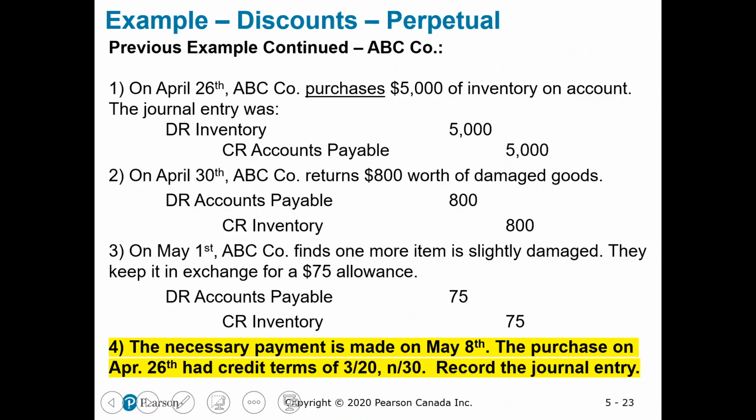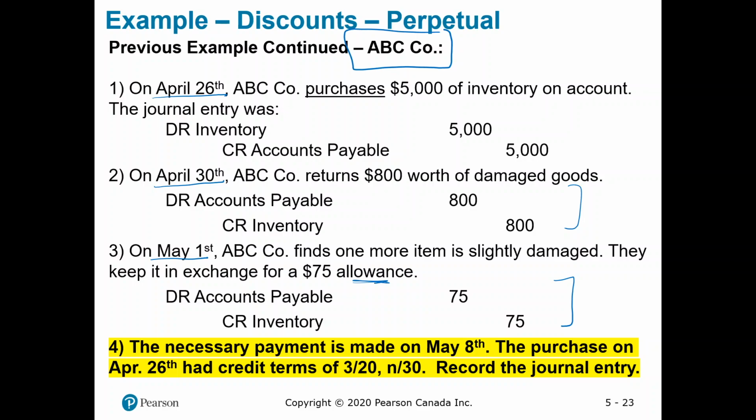Okay, so now let's continue with another example, continuing with ABC Company that we've already looked at. On April 26th, we recorded the purchase of $5,000. Then on the 30th, we returned $800 worth of goods. This was the entry we booked. And on May 1st, we received an allowance for $75. So we kept that slightly damaged good, but we had the reduction in price.